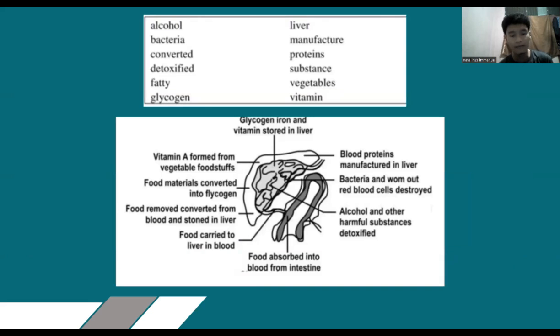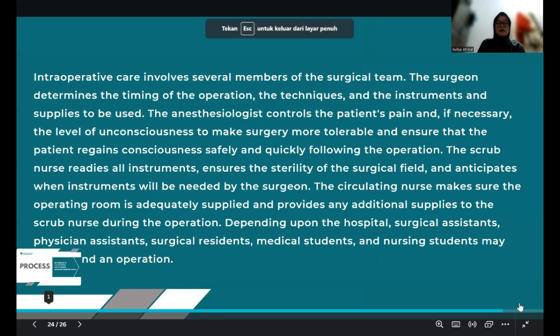These are the scheme of the liver in making the enzymes. Next part will be explained by my friend.